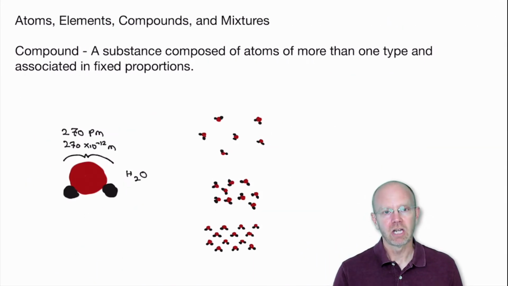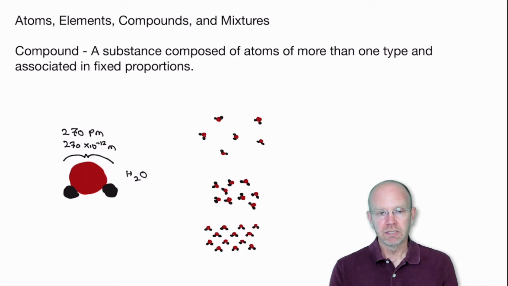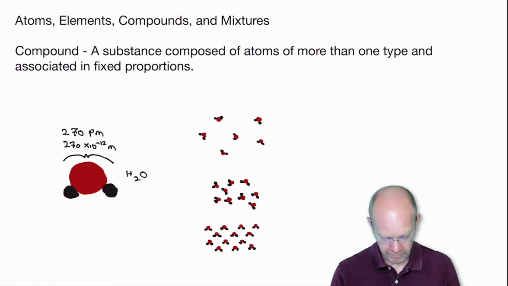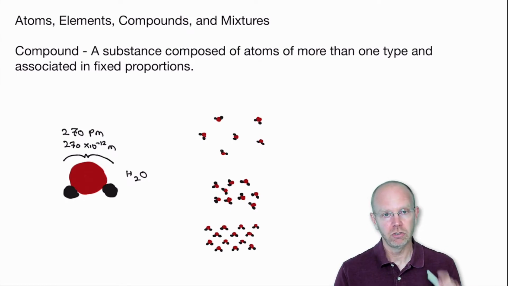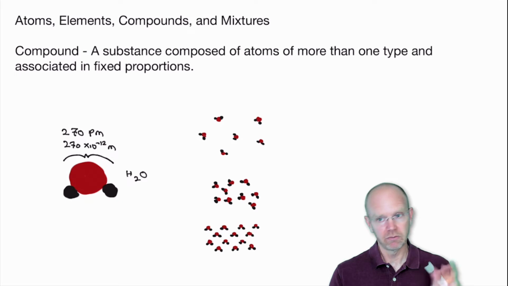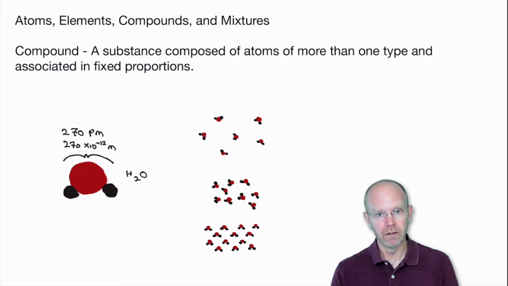Compounds, on the other hand, are collections of atoms. A compound that I'm sure you're familiar with is water. A substance that's composed of multiple types of atoms that are associated in a fixed proportion is what we call a compound. For example, water has 2 hydrogen atoms and an oxygen atom bound covalently together. So if you have 1 water molecule, the ratio is 2 hydrogens to 1 oxygen.